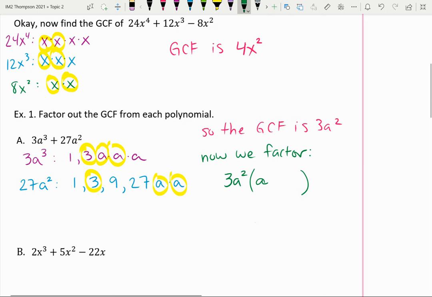So you can think of it as division. You can also ask yourself multiplication. 3a squared times what gives me 3a cubed? Next term. 27 divided by 3 leaves me with 9. A squared, take away a squared, there's no a's left, right? The other way to think about this, you could think of it as division. You could also think of it as multiplication.